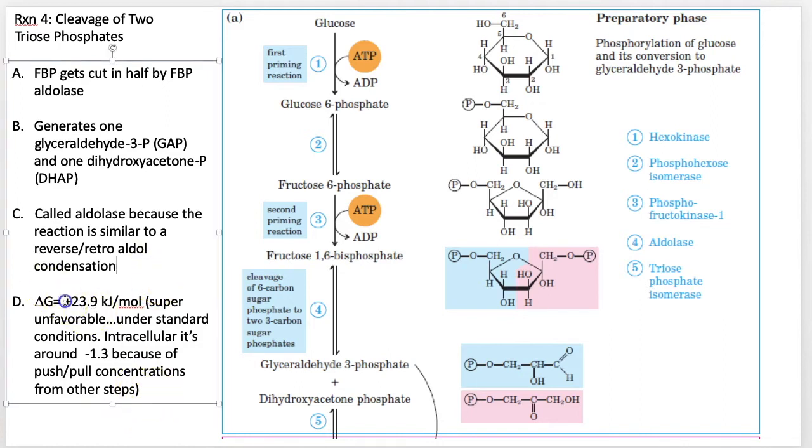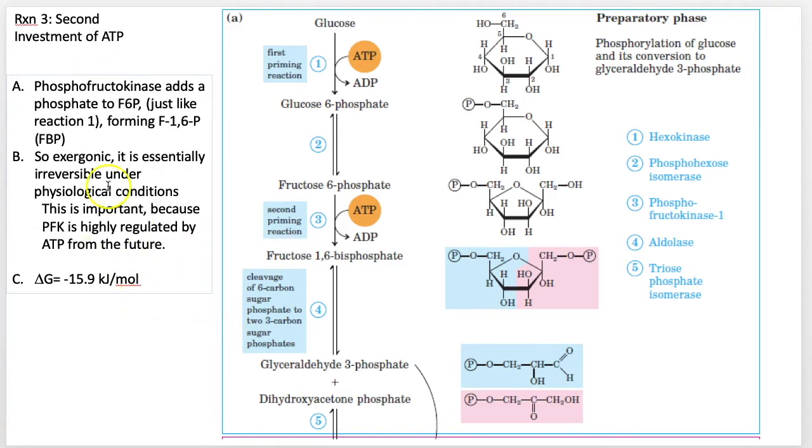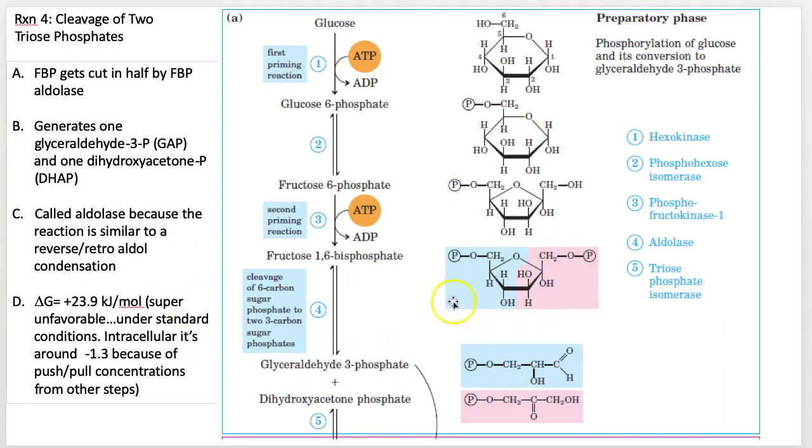So it has a massive positive delta G. Now that's under standard conditions though. What I've been showing you are the standard conditions delta G's. Inside the cell, it's actually negative because you have such a strong push, mostly from the reaction before it, because we said it was irreversible under physiological conditions. You're making tons of FBP, and if you're making a ton of that, it's going to keep building up and that forces your aldolase to actually go through with it. There's so much of its substrate around that it just happens to grab it and do its thing, which is really, really cool.